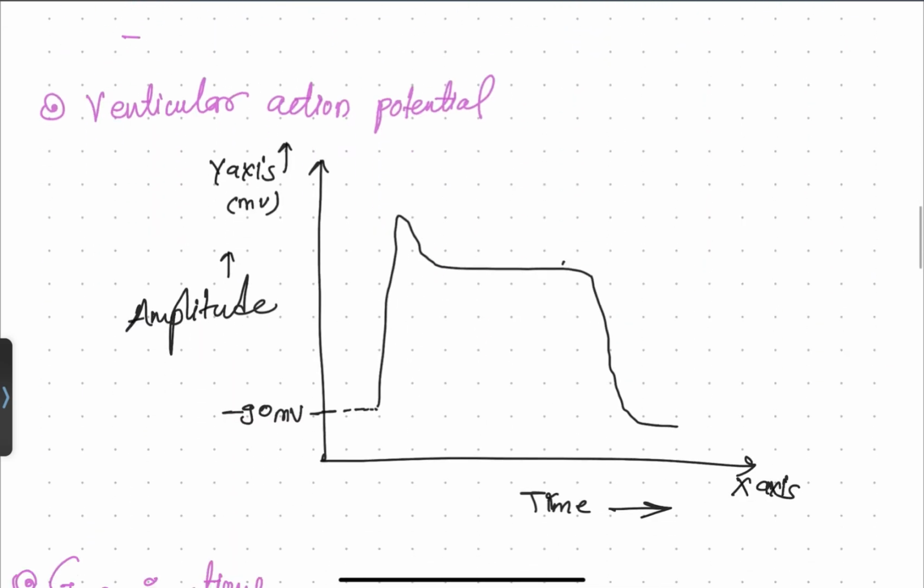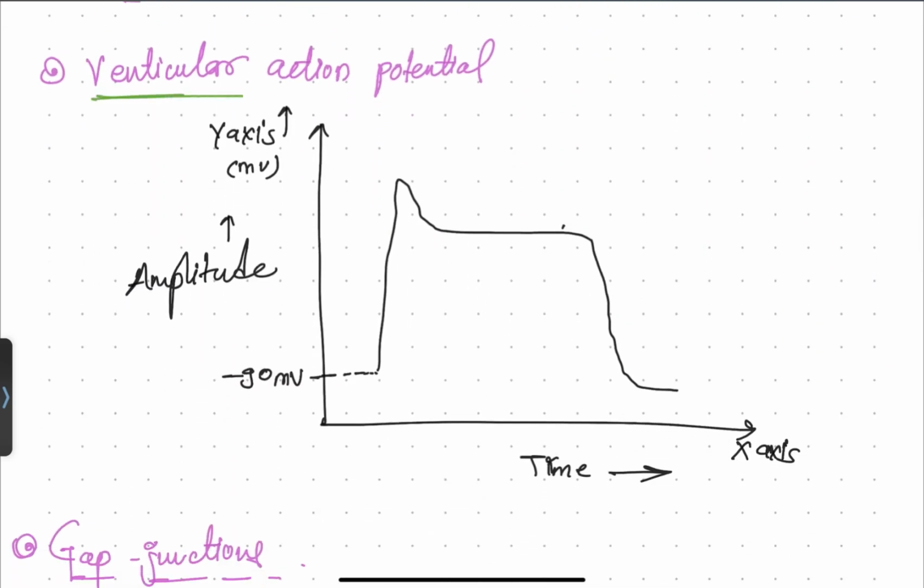Okay, now we'll see about the ventricular action potential. Ventricular action potential. So this is the graph. So here we have phase 0, phase 1, phase 2, phase 3 and phase 4. So what will happen in phase 0? Phase 0 is the depolarization phase, right? Phase 0 is a depolarization phase, and it is due to the sodium influx. Okay, it is due to the sodium influx.